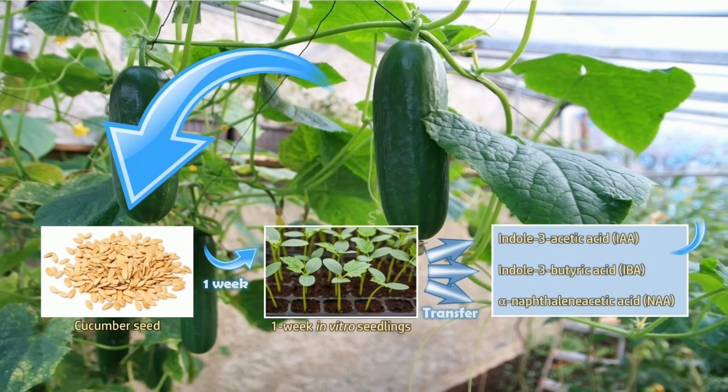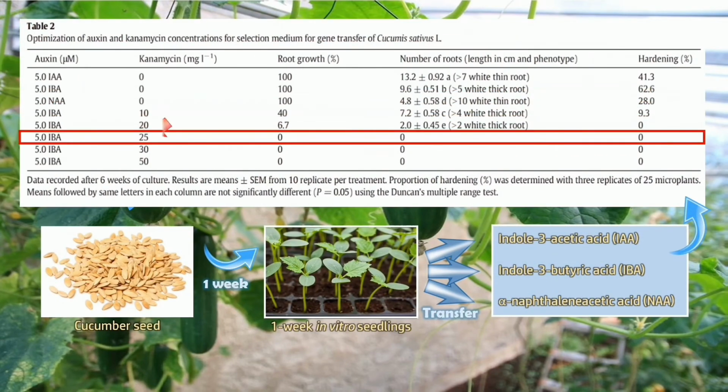Transgenic cucumbers are resistant to kanamycin. Kanamycin inhibits root growth, while shoots deteriorate drastically with time. The shoots of 1 week old in vitro seedlings generated from disinfected seeds were collected and transferred to MS medium containing glucose, agar, indole acetic acid, indole butyric acid, or alpha-naphthalene acetic acid, and Km to standardize the auxin and Km concentration for rooting and selection of putative transformed shoots.